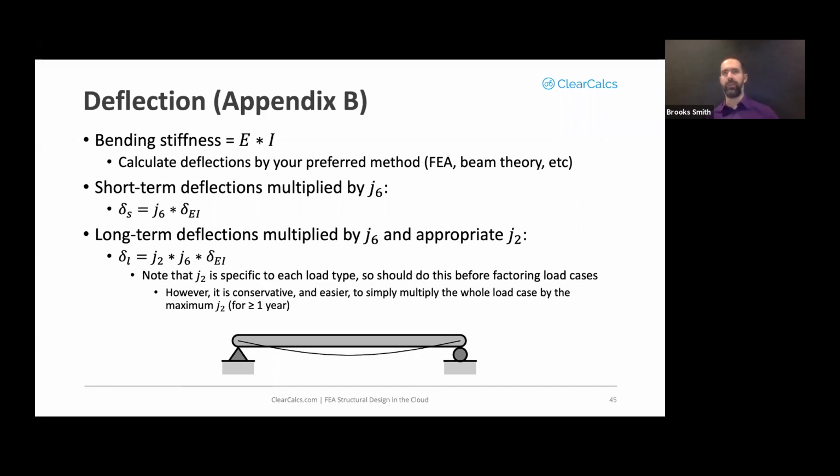Usually you're going to be governed by gravity, and gravity, both permanent loads being permanent and long-term imposed loads being long-term, should have a duration greater than a year. So your J2 would be the maximum anyway. Where it's going to make a difference is for long-term deflections that have to do with snow or other loads such as that. So you can take advantage of J2 being per load type, but you can conservatively just assume the largest J2 and be done with it.